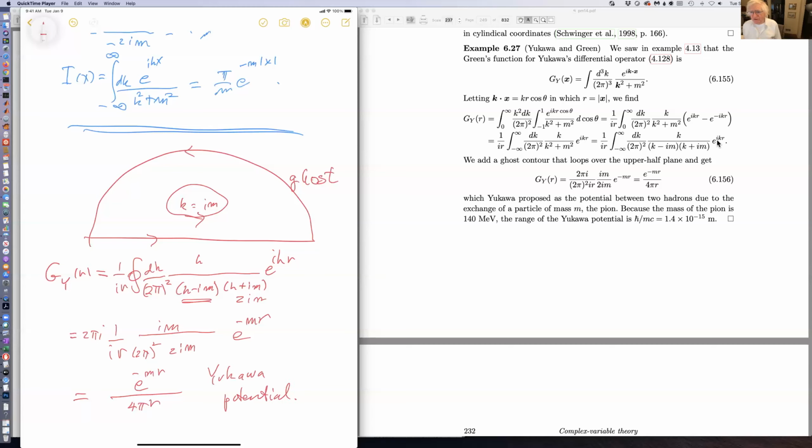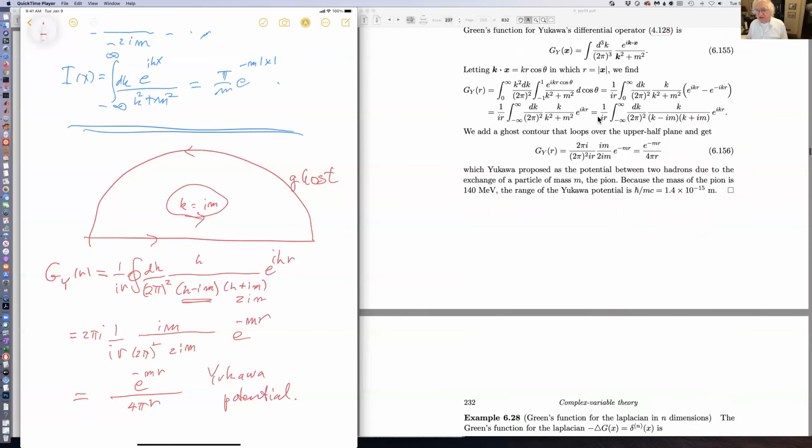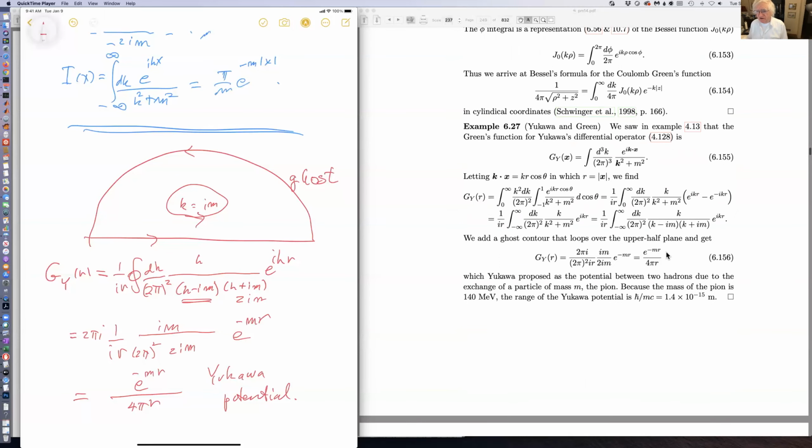And it plays a big role in nuclear physics. Yukawa proposed it when the muon was discovered, which is a heavy electron. In fact, it's a negatively charged particle that's 200 times the mass of the electron. So he proposed this formula as important in nuclear physics.